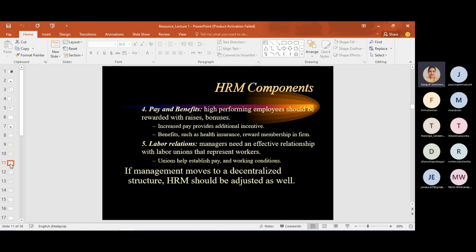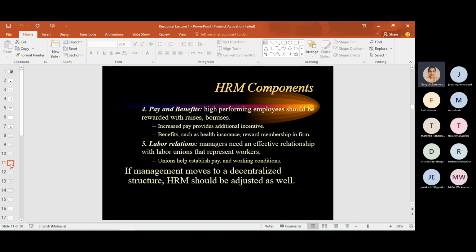Okay, so the managers should maintain a good, effective relationship with these labor unions, because if you do not handle these labor unions well, if you do not have an effective relationship with them, what are the consequences that can happen?